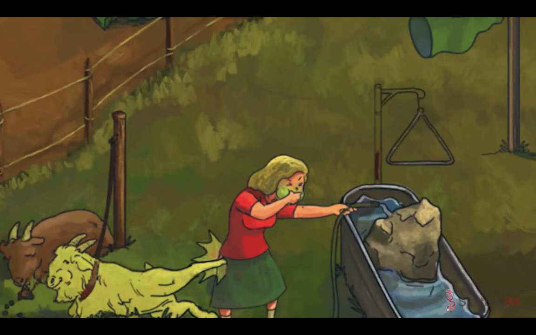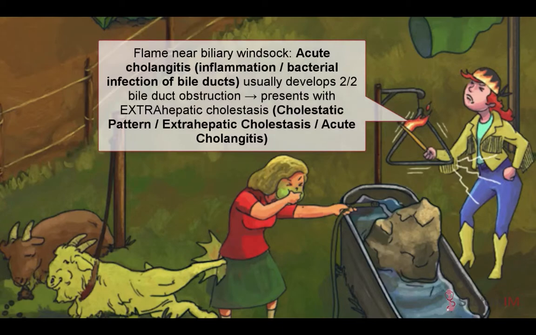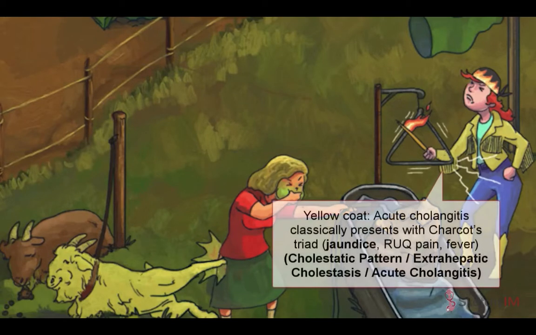Up next, acute cholangitis, which involves inflammation and bacterial infection of the bile ducts. It's represented here by this unexpected flame dangerously close to that biliary windsock. Acute cholangitis usually develops in the setting of biliary stasis from underlying bile duct obstruction. The most common cause of this obstruction? A stone lodged in the common bile duct. Yep, choledocholithiasis. Other major causes include malignant obstruction and benign biliary strictures.